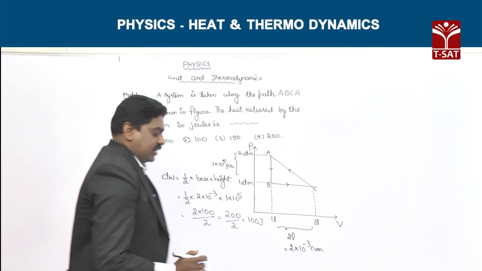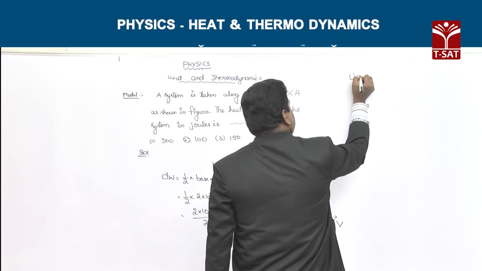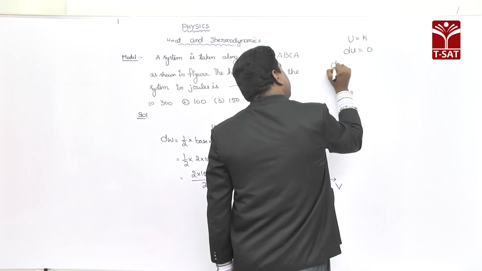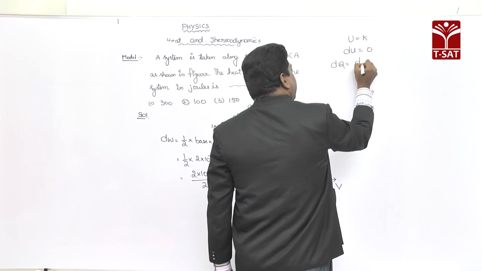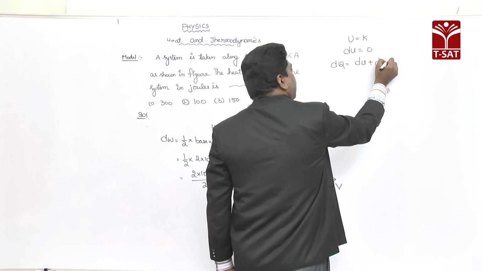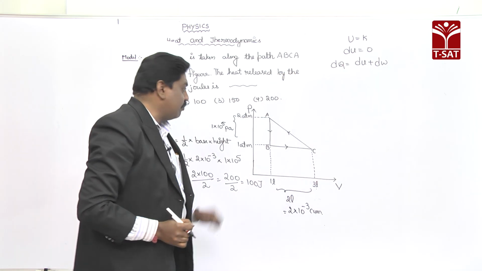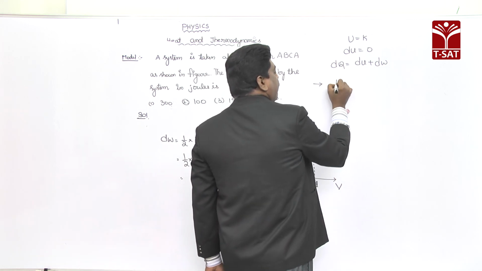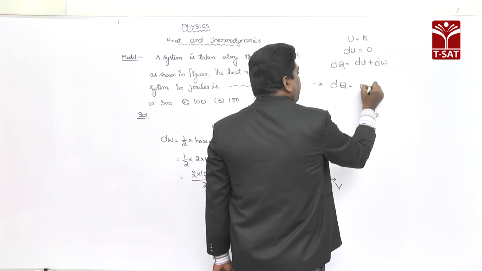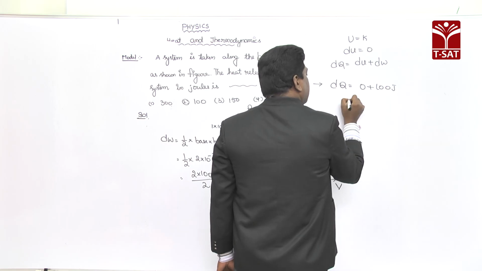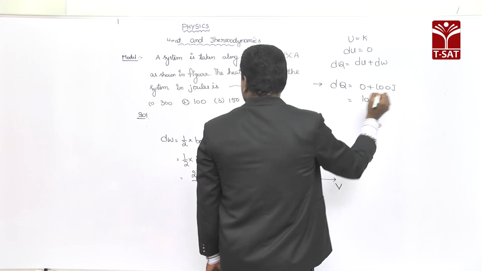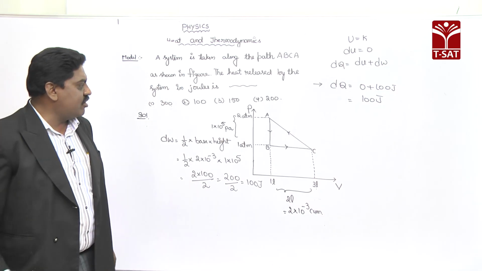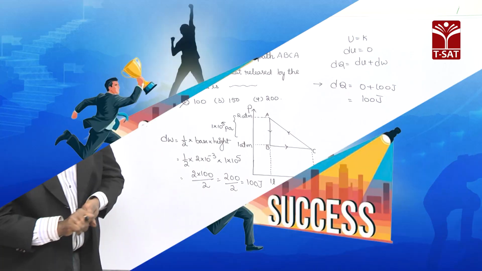In a cyclic process, the internal energy remains constant. So change in internal energy equals 0. From the first law of thermodynamics, we have dQ equals dU plus dW. Put dW equals 100 joules and dU equals 0. Then we have dQ equals 0 plus 100 joules. So dQ is given as 100 joules. So the heat released by the system is 100 joules, which is the second option.